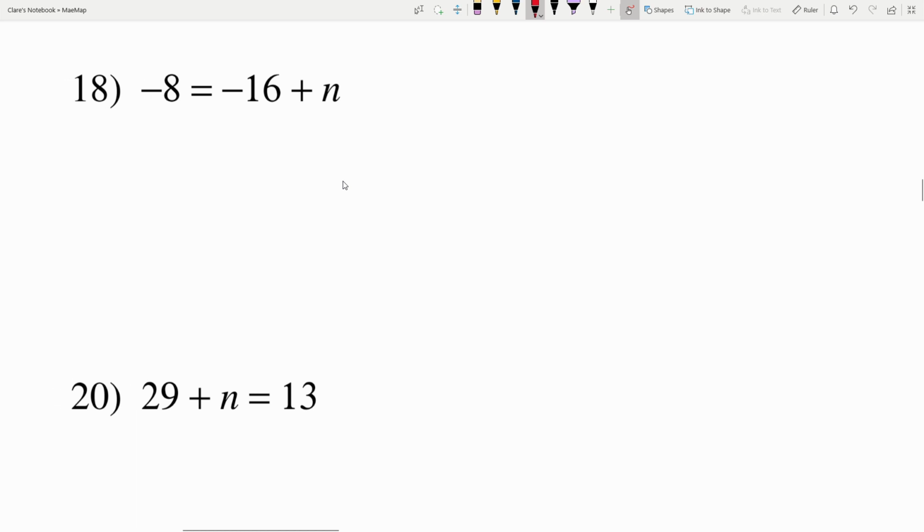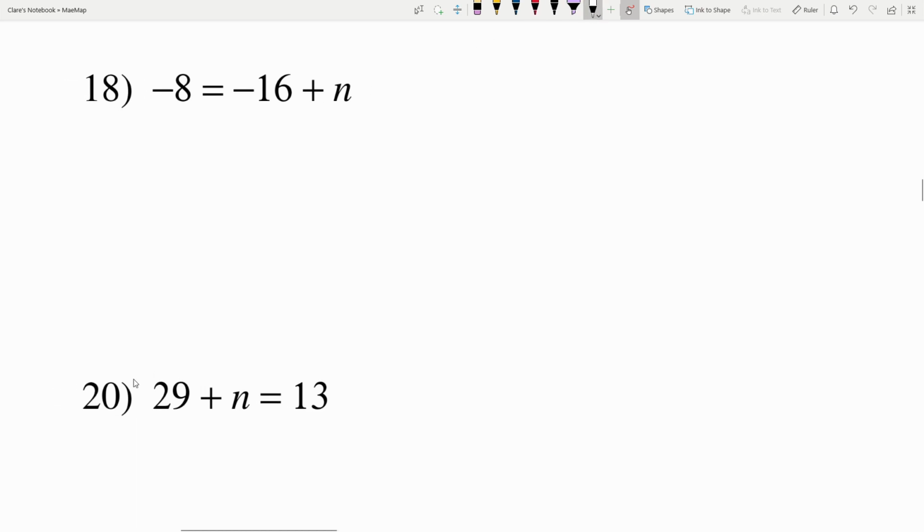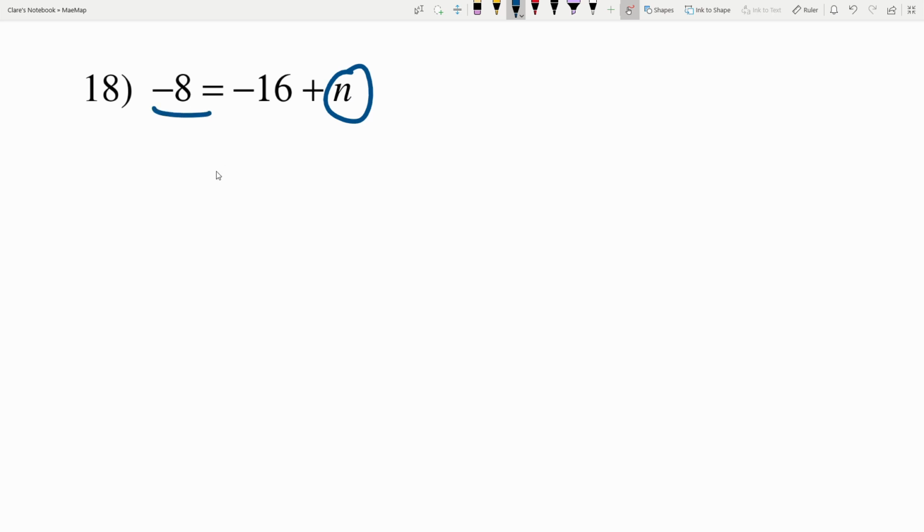Now for number 18, I have negative 8 equals negative 16 plus n. Negative 16 plus a positive 8 will leave me with a negative 8. So I know that n has to be 8. Negative 8 equals negative 16 plus 8. I know this to be true, so I know our answer is 8.